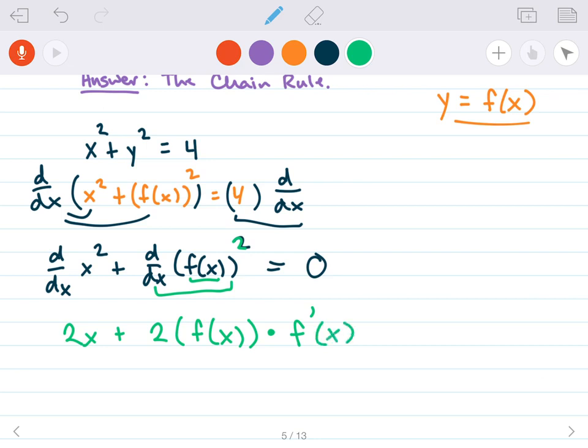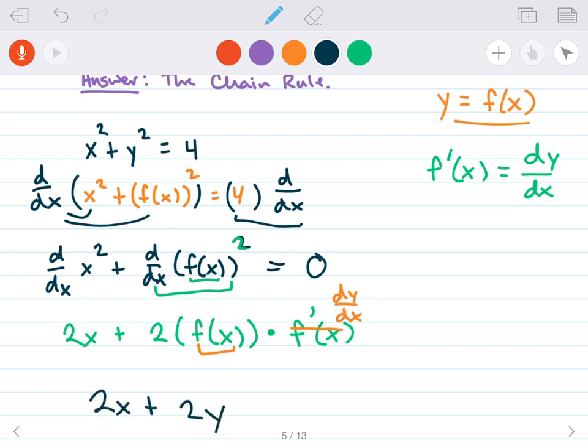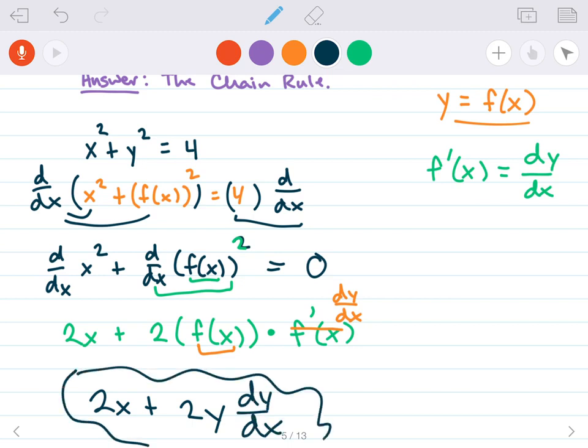Well, since y is just f of x, f prime of x is dy/dx, the derivative of y with respect to x. And so we can replace that here with dy/dx. And of course, we defined y to equal f of x. So if I go back and replace that with y, what I end up getting is 2x plus 2y dy/dx. Okay, so this all comes from the chain rule, essentially.